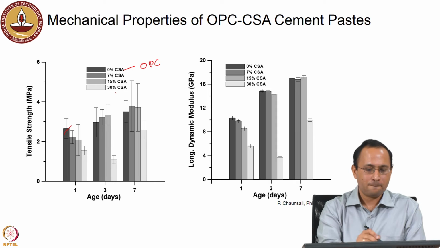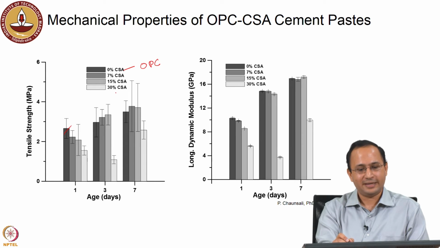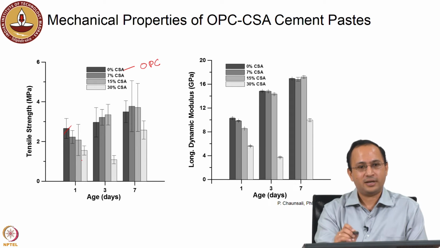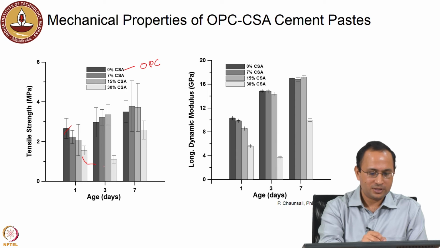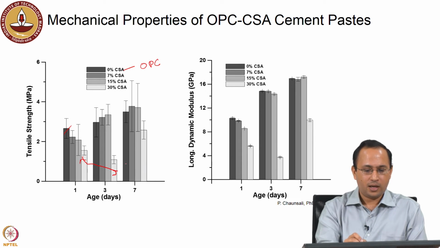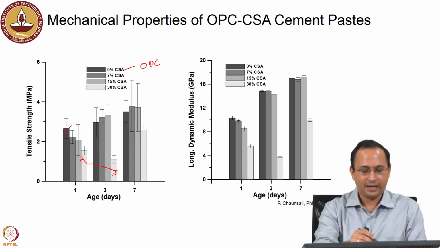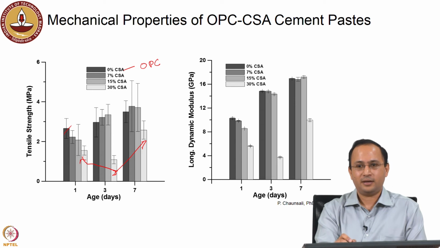So what happened when you add a lot of CSA, like in this case it was 30% CSA, there was cracking because a lot of expansion took place, which led to this drop. But again the hydration is happening, so your cracks are being filled, and then you see again a strength increase.